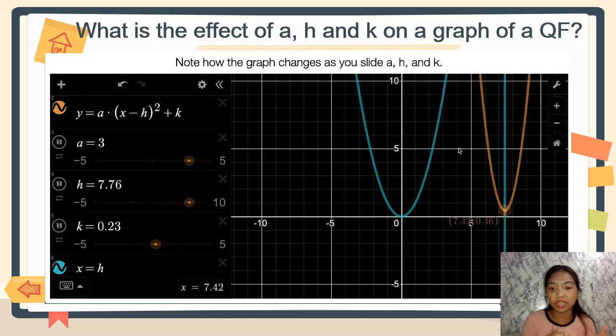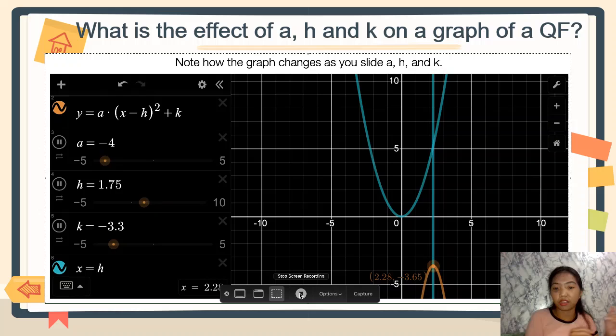If h is negative and in the formula it is positive, the graph moves that many units to the left. And if h is positive, or in the vertex form it is minus, the graph moves that many units to the right. And if k is positive, the graph moves upward, because k is the y coordinate. So it is correct to say that the graph moves upward along the y-axis, and if k is negative, it moves downward.